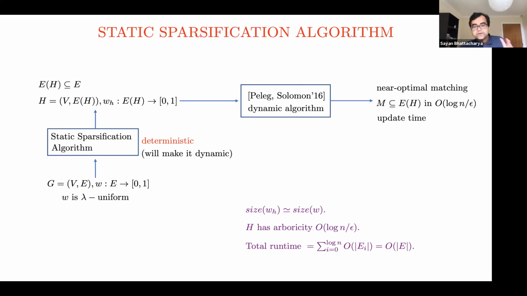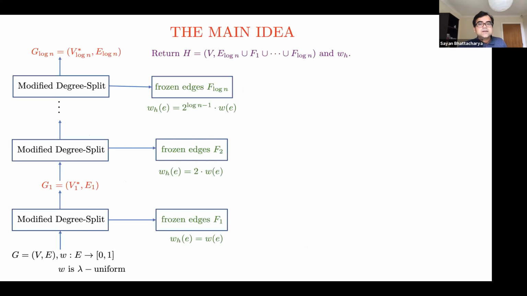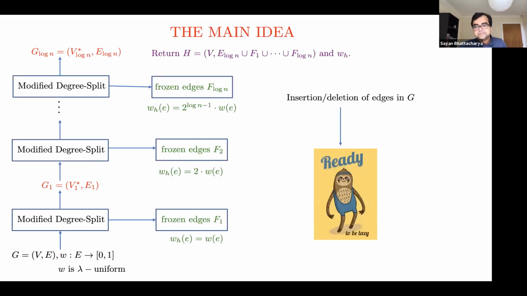Finally, I'm left with 5 minutes. I'll just try to explain how to make it dynamic. So everything we discussed until now was in the static setting. The main idea in the dynamic setting is to be lazy. So we take this structure that we get out of the static algorithm. We now process the insertions and deletions of the edges in G, and we process them as lazily as we can.